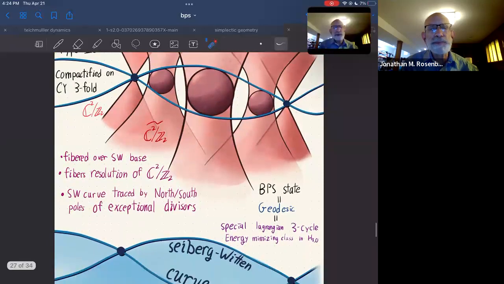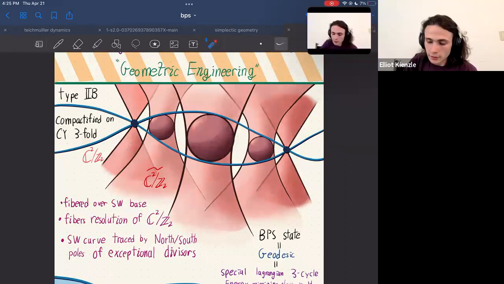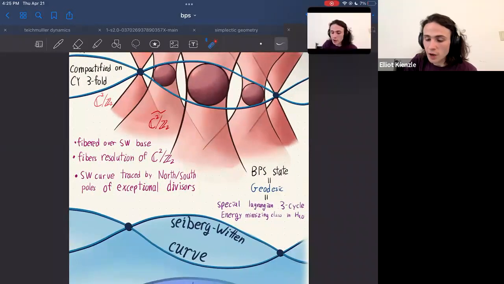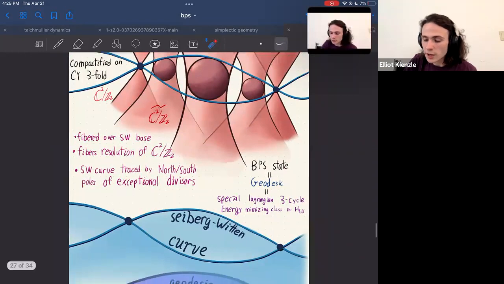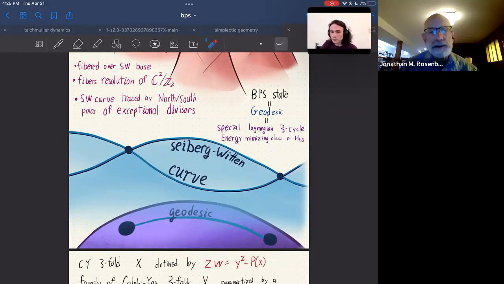You said threefold, but is C2 mod Z2 just a two-dimensional substitute? Sorry, so this is a two-dimensional complex manifold. I have not described the Calabi-Yau yet. It is because you have a bunch of copies of this two-dimensional complex manifold fibering over some base curve. That's where you get 3 dimensions, right?